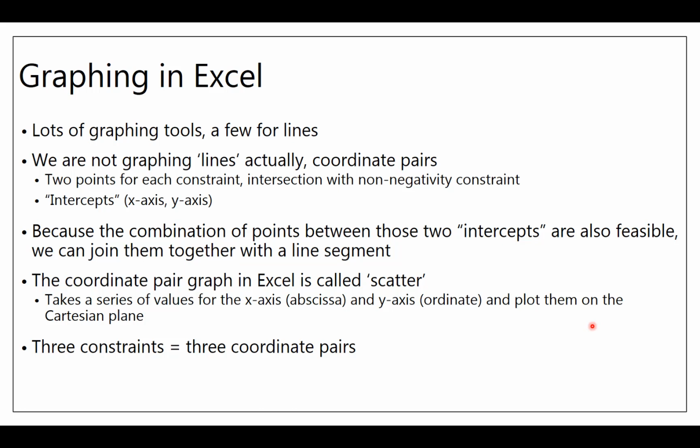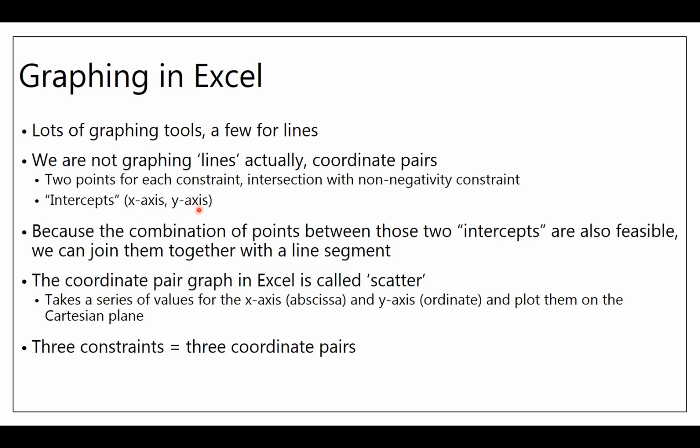That's because we're not technically graphing lines. We're actually picking out coordinate pairs, finding an x and y that go together, and then finding another x and y that go together, and then linking those together with a line segment. So if you walk through here, we're matching up an x value and a y value, 2 points for each constraint. We want to identify and plot those, and those are the points where they intersect with the non-negativity constraint. Okay, so in the two variable space we get two non-negativity constraints. That means essentially we're graphing the intercepts, and there's an intercept with both the x-axis and the y-axis.